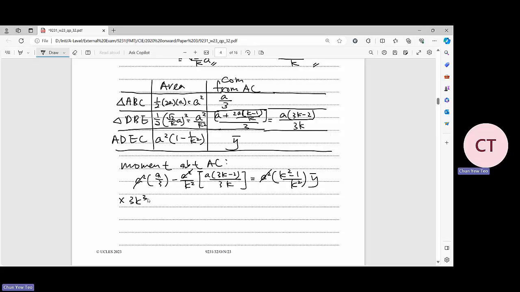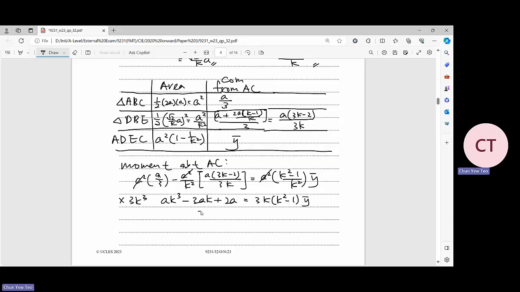Multiply everyone by 3K cube. Then I will get this one as the AK cube. Then this one is 3AK plus the 2A. Then this one, it will be 3K and K square minus 1 bar Y. Expand and simplify.